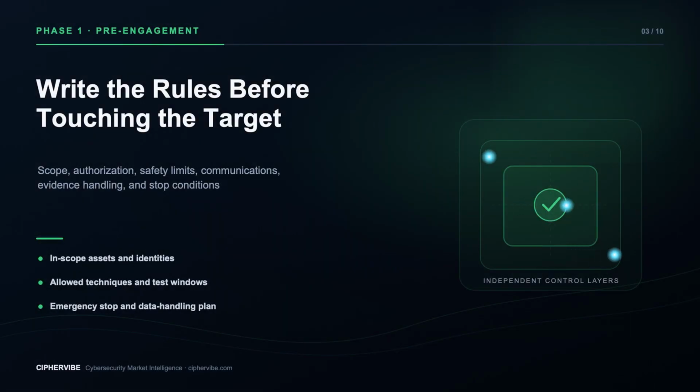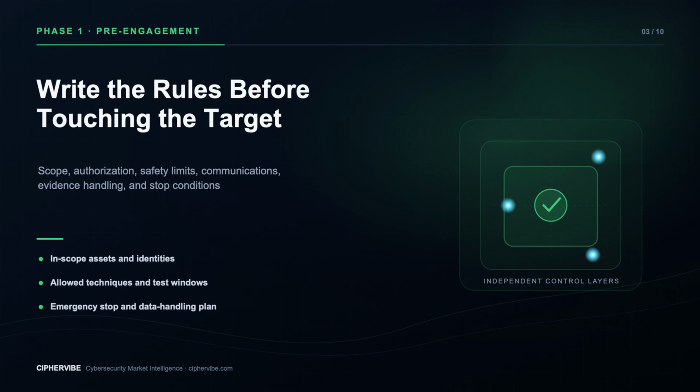Pre-engagement is the most important phase because it turns an idea into a controlled, defensible test. Name the legal owner and obtain written authorization. List exact domains, IP ranges, applications, cloud accounts, APIs, facilities, and identities that are in scope. List exclusions just as clearly. A third-party service connected to the target is not automatically authorized.